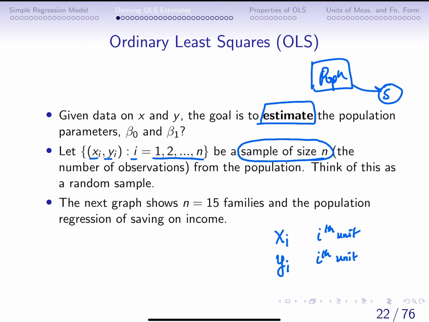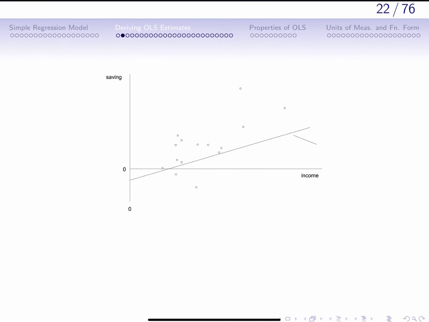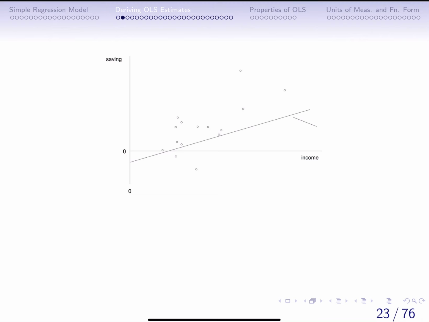The next graph is going to show you a really small sample of 15 families. So n is 15. On the x-axis, we have income, and we're trying to explain saving behavior with income. You can see with the scatter plot that you have some outliers here. At high levels of income, you have high levels of saving, these points right here. And at low levels of income, you have low levels of saving, almost zero here, right?